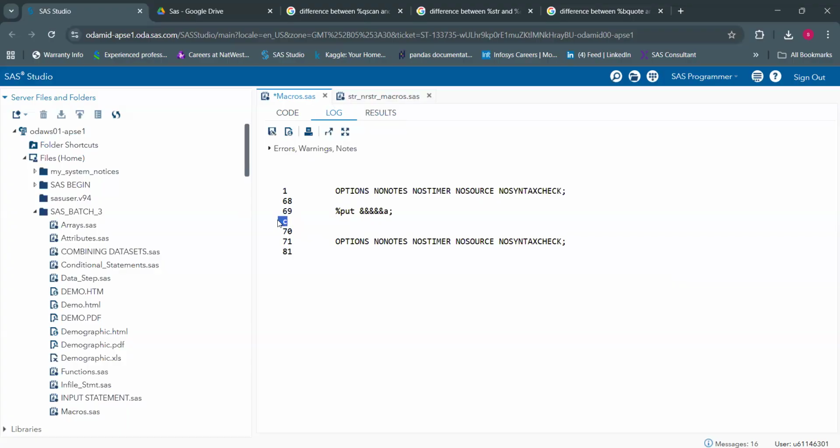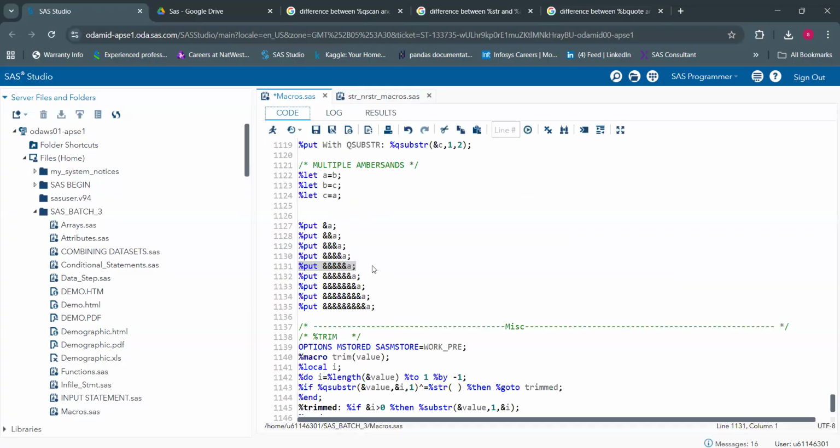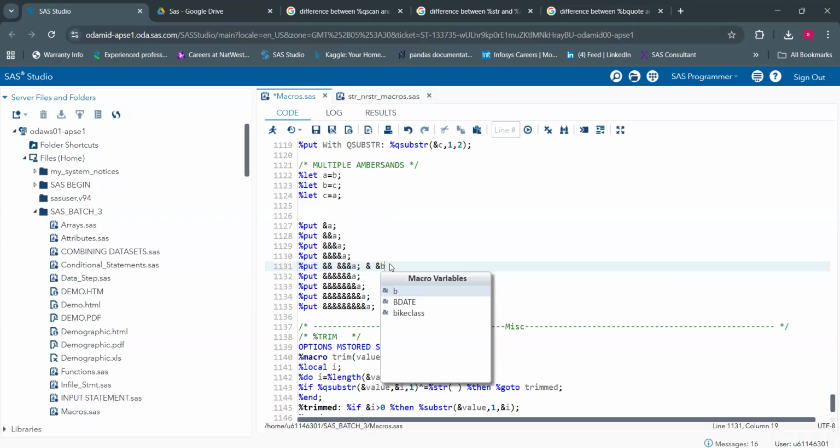C. Why not B? I don't understand. It's clear, right? So what happens with the first two? It will be one ampersand. What are the next two? It will be one ampersand. What is ampersand A? B. What is double ampersand of B? C.